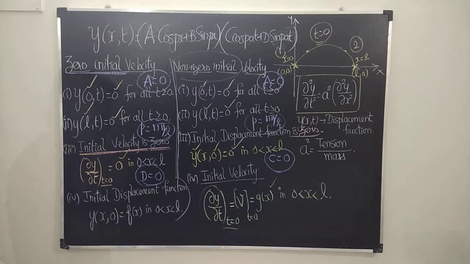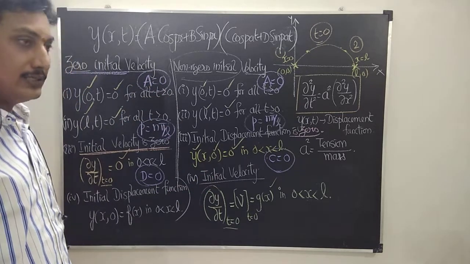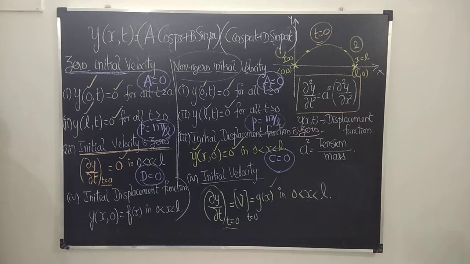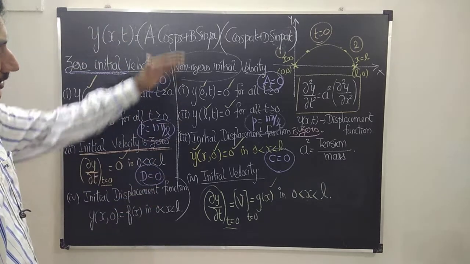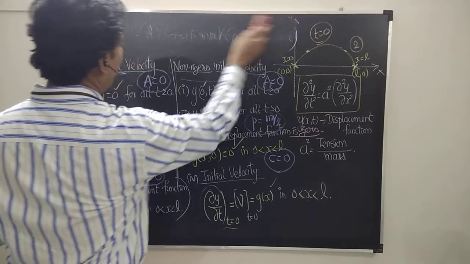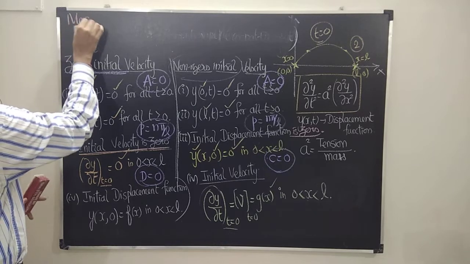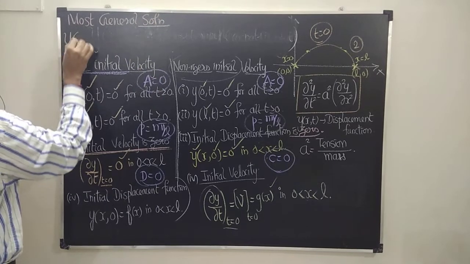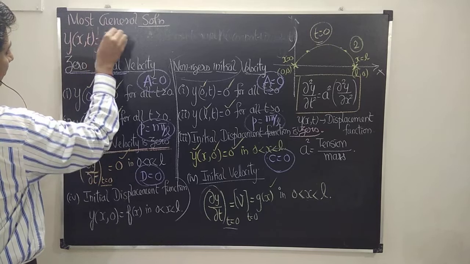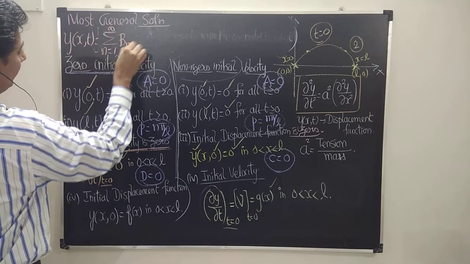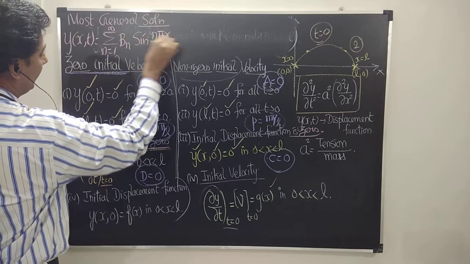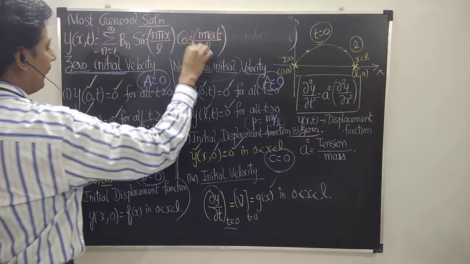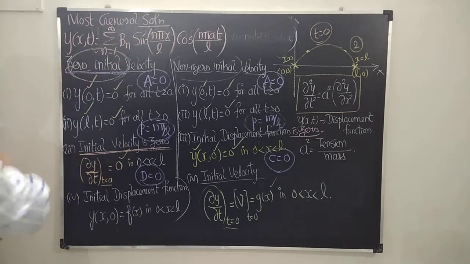Got it? So this is the idea of the boundary conditions for the zero initial velocity and the non-zero initial velocity for the one-dimensional wave equation. Even though there is a huge difference in the final solution, for the zero initial velocity, the most general solution is y of x comma t equals sigma n equals 1 to infinity of capital Bn sin(n pi x by L) into cos(n pi at by L). So this is the required displacement function under the zero initial velocity.